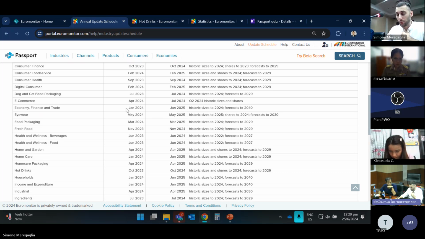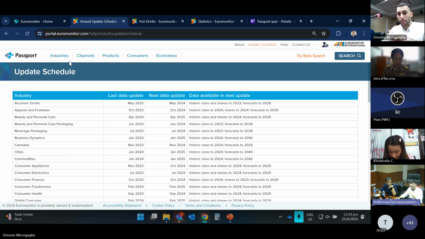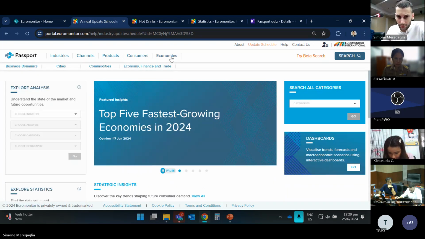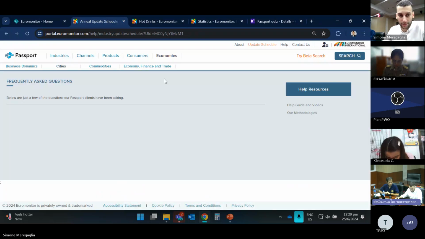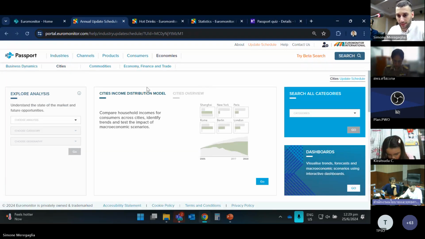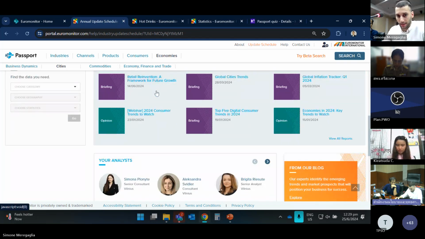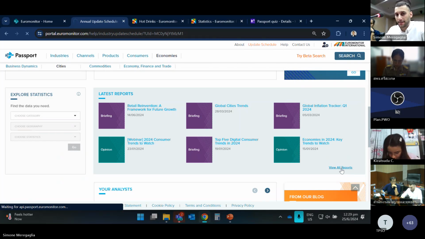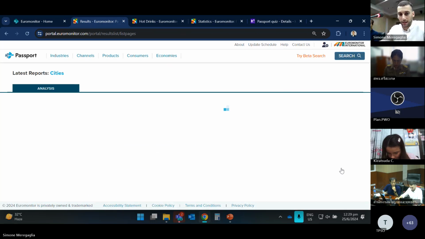So this is how you find which are the most updated. One more way is this. If you click on economies, for example, and then you want to know, for example, cities or regions in Thailand, then I click on cities. It will bring me to something here. But if you scroll down, there are latest reports. So you can click on view all reports, and then you can filter through the latest updated to be on top.